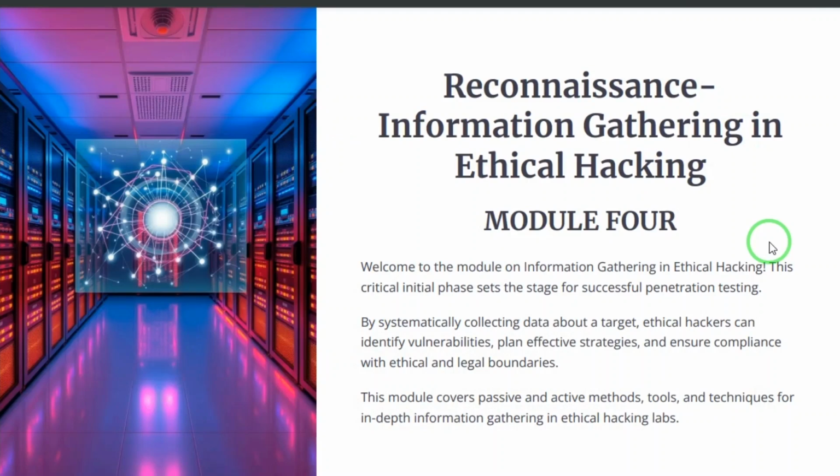Welcome to Module 4, Reconnaissance, or Information Gathering in Ethical Hacking. This critical initial phase sets the stage for successful penetration testing by systematically collecting data about a target. An ethical hacker can identify vulnerabilities, plan effective strategies, and ensure compliance with ethical and legal boundaries. This module covers passive and active methods, tools, and techniques for in-depth information gathering in an ethical hacking lab.